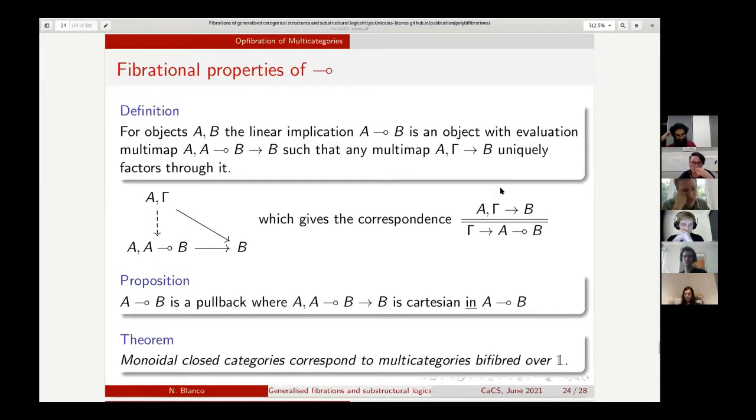And so in this talk, I focused on the tensor product, but something similar can be done for implication. So we can define a notion of internal hom in a multicategory, and we can prove that internal homs correspond to pullback along a functor. And in particular, we have that monoidal closed categories correspond to multicategories bifibered over one. So we can get all models of IMLL in this way.